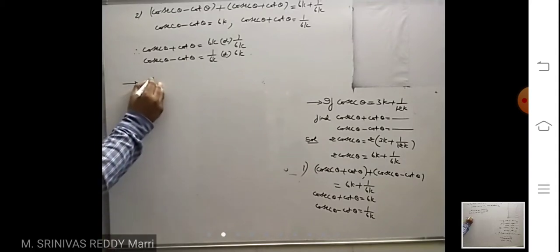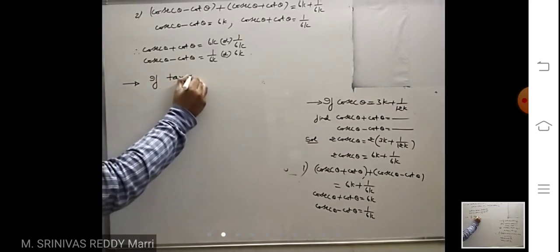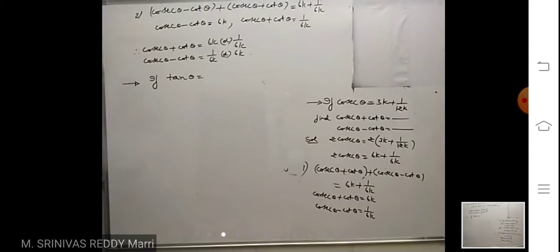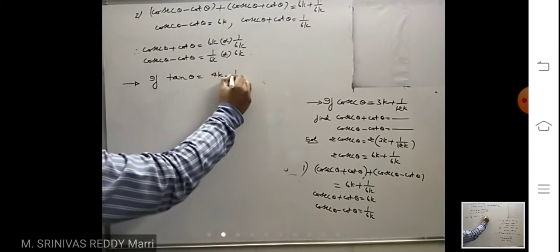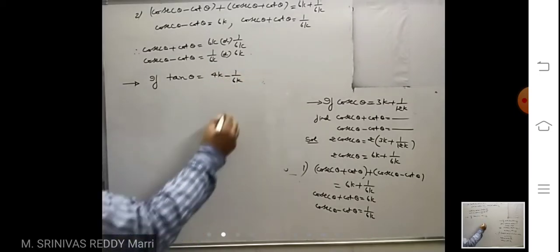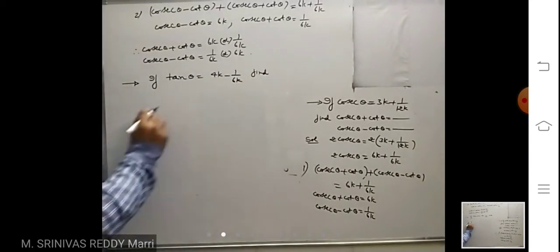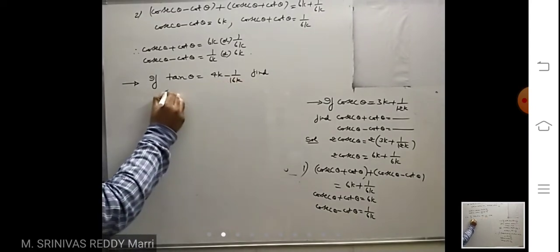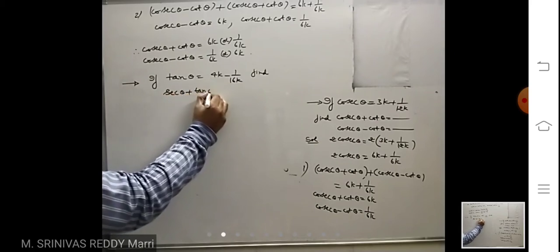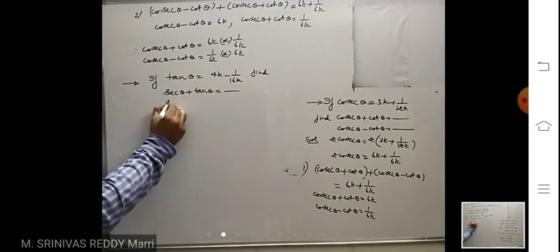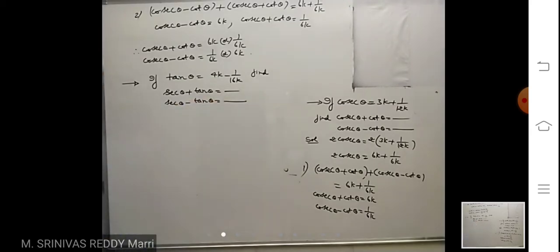We will deal with one more problem like the same model. It is given that if tan theta equals 4k minus 1 by 16k, find what he is asking: secant theta plus tan theta equal to dash, secant theta minus tan theta equal to dash.